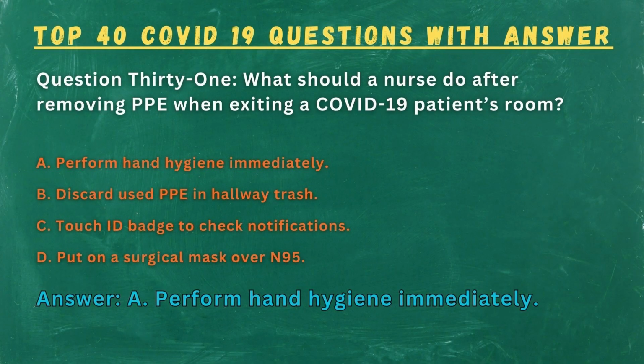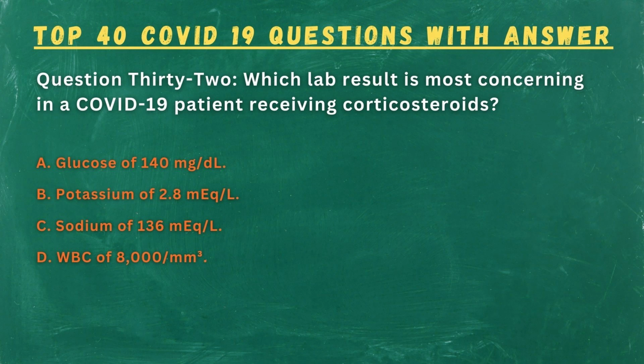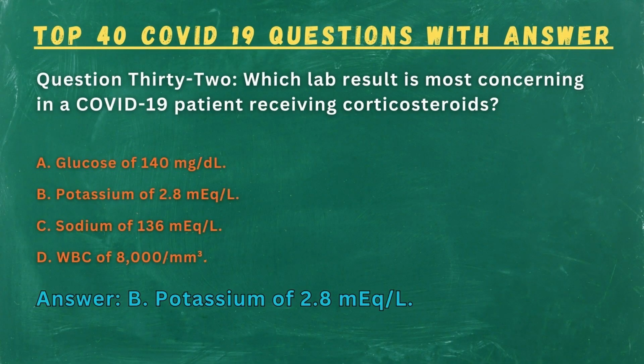Answer. A. Perform hand hygiene immediately. Question 32. Which lab result is most concerning in a COVID-19 patient receiving corticosteroids? A. Glucose of 140 milligrams per deciliter. B. Potassium of 2.8 milliequivalent/L. C. Sodium of 136 milliequivalent/L. D. WBC of 8,000/mm³. Answer: B. Potassium of 2.8 milliequivalent/L.